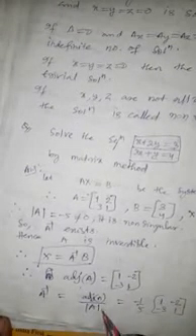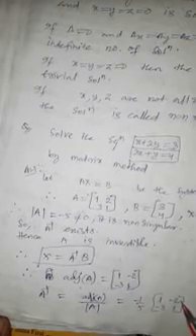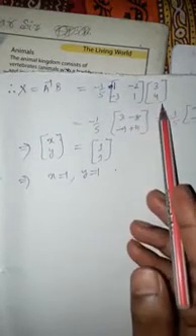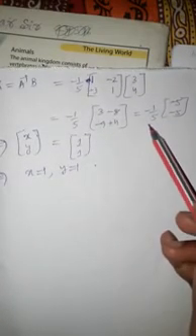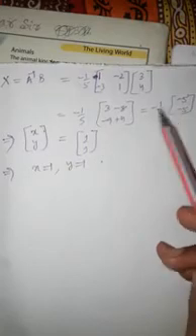Then A inverse is equal to adjoint by determinant value, that is equal to minus 1 by 5 times [1, -2; -3, 1]. Here X is equal to A inverse B, so put the A inverse value and the B value and multiply. That comes to minus 1 by 5 times [3 minus 8; minus 9 plus 4], that is minus 1 by 5 times [minus 5; minus 5], which comes to [1; 1]. That means X is equal to [x; y], so x is equal to 1, y is equal to 1. This is the result.